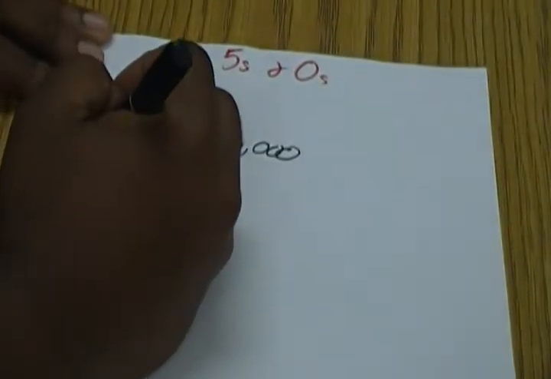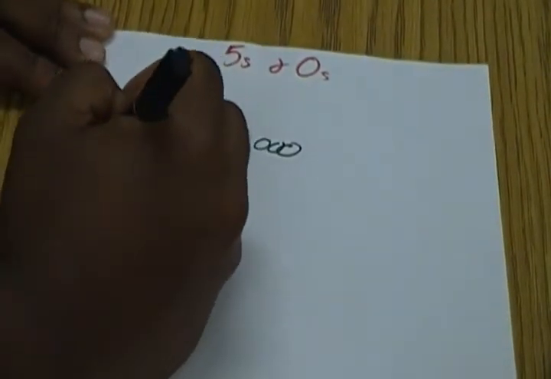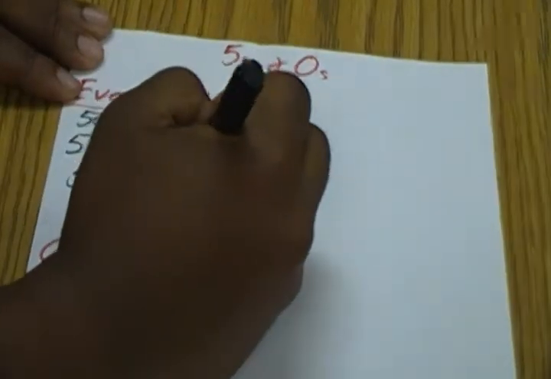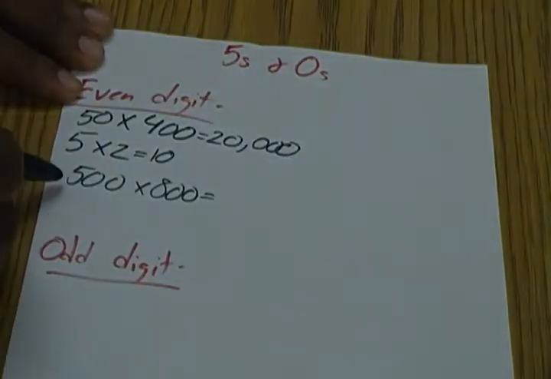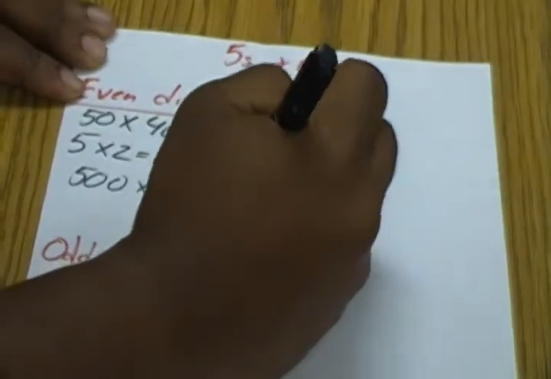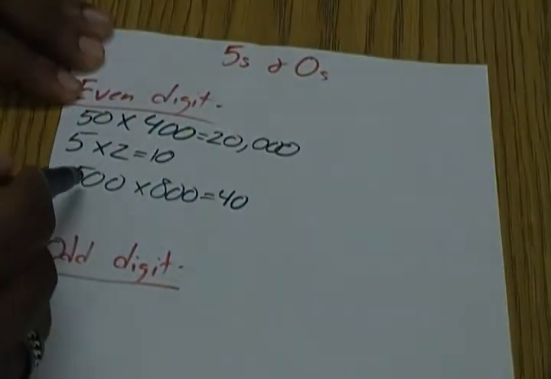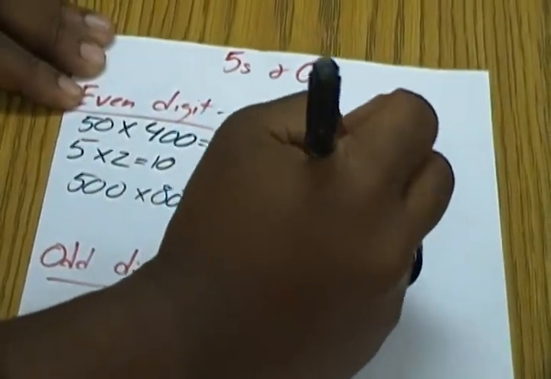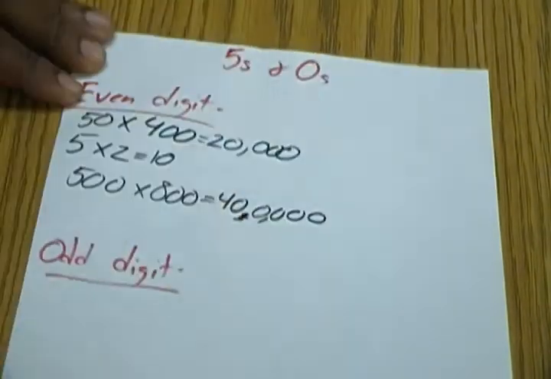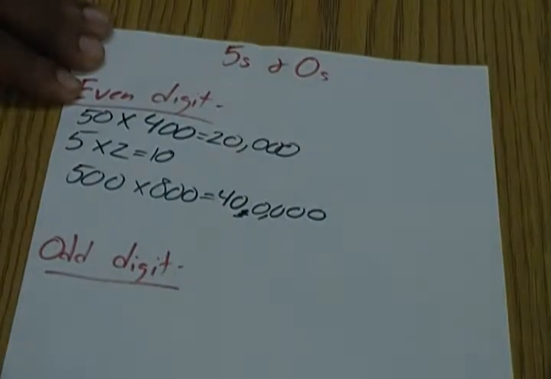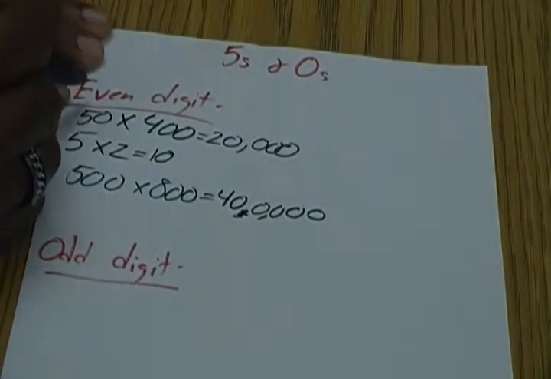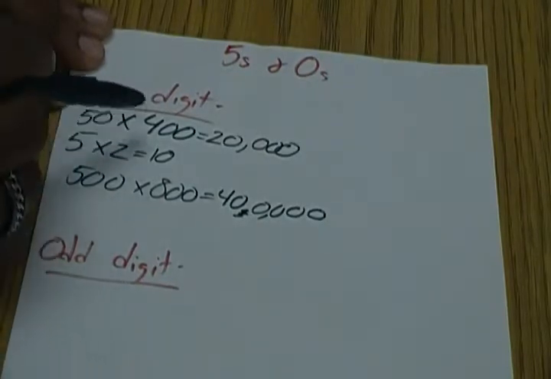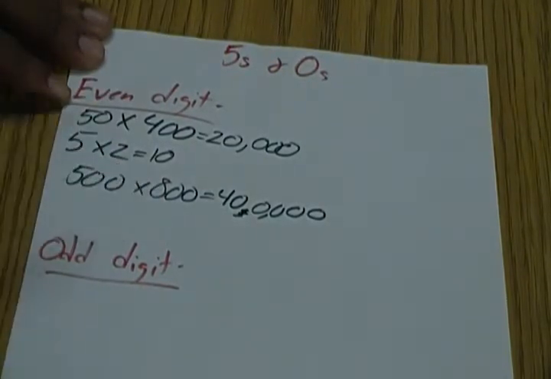Now let's say we have 500 times, let's do 800. We know 5 times 8 is 40. As you can see, it already has a 0 in it. But we're still going to add on the extra 4 zeros that came with those factors. Oops, I put the comma in the wrong place. So in this case, we have 400,000. So once again, whenever you have an even digit, so in this case we had 4, we had 2, we had 8, we're going to have one extra 0.